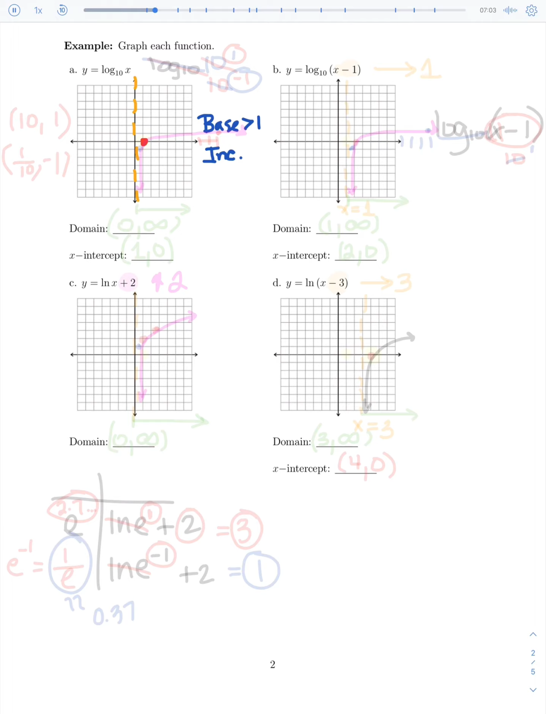Okay. What's another point that it'll go through? Well, think about it this way. If I have a log base 10 like I do here, what's going to make that log base 10 cancel out is another 10 basically. And we'll rewrite it as 10 to the first power so that the log base 10 and the 10 will cancel, leaving you with just the 1. What that means is you'll go through the point (10, 1).